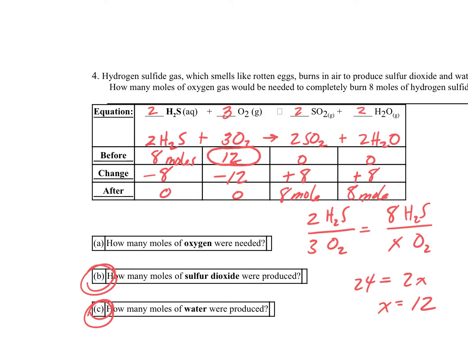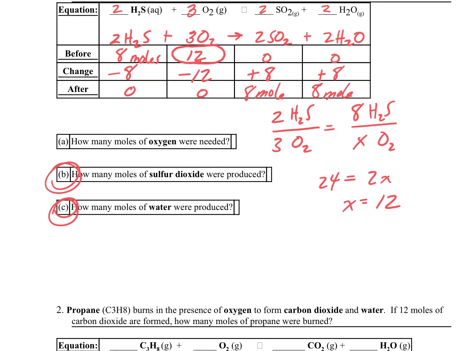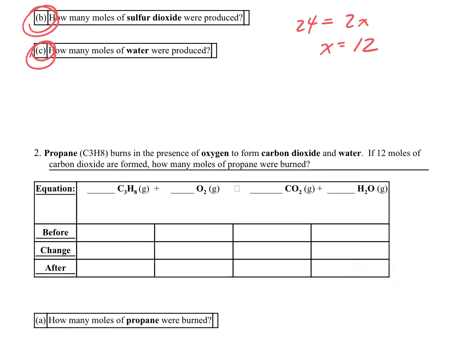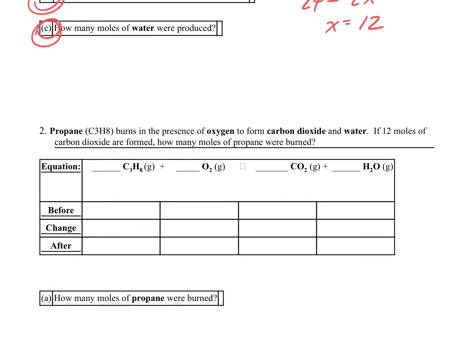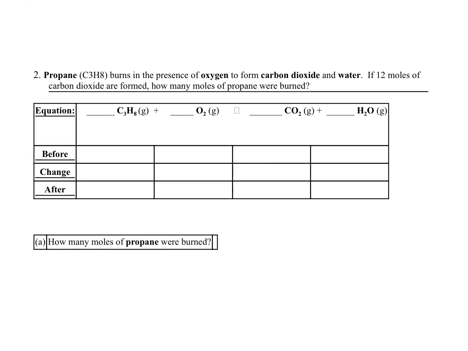All right, I think we'll solve the last one on this worksheet. Ironically, it goes from number 4 to number 2. So we're looking at this one where it says propane burns in the presence of oxygen. One of the reasons I want to do this is because, again, we're solving for how much stuff we need. How much propane would be burned if you made 12 moles of carbon dioxide?